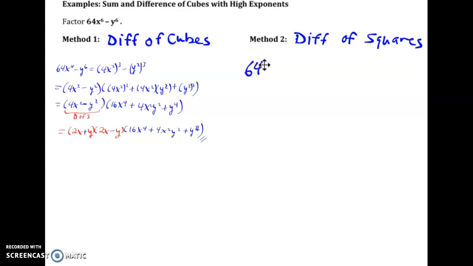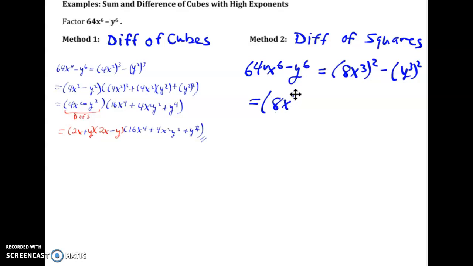We could write 64x to the 6 minus y to the 6 as 8x cubed all squared minus y cubed all squared. So that is a difference of squares. And then we can factor this using the difference of squares pattern. We take the square root of the first term, that's 8x cubed. That would go in the front of each bracket. Take the square root of the last term, y cubed. That would go in the back of each bracket. One would get a plus, one would get a minus.